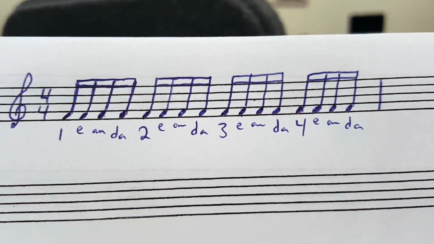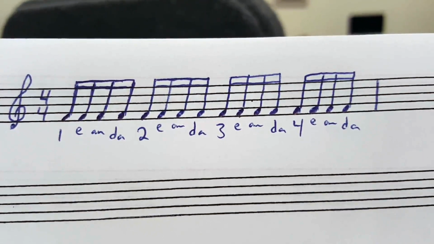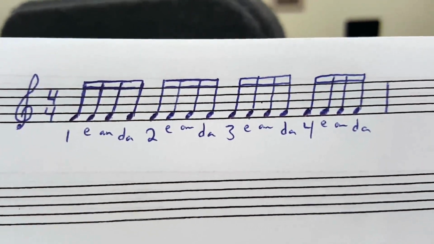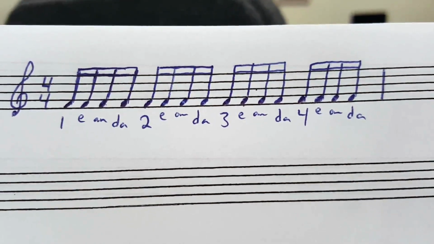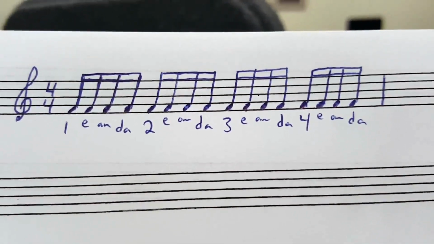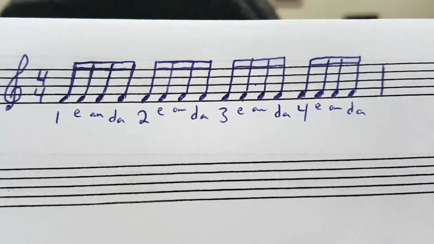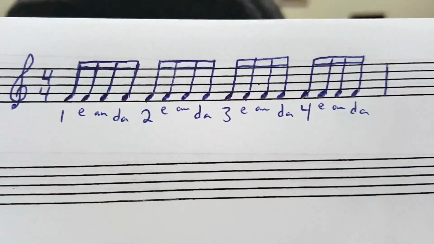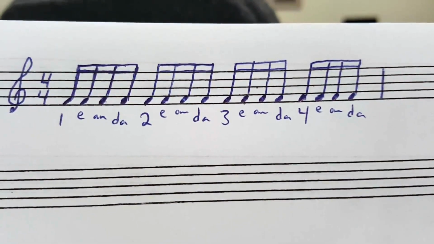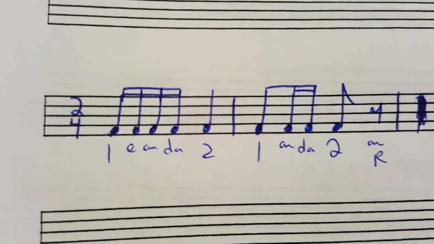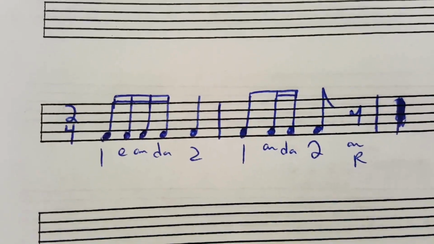Notice here are quarter notes on the beat: 1, 2, 3, 4. This would be eighth notes: 1 and 2 and 3 and 4 and now we have 16th notes as written here in this example. Again, 1 E and D, 2 E and D, 3 E and D, 4 E and D. Here's an example in 2/4 time.